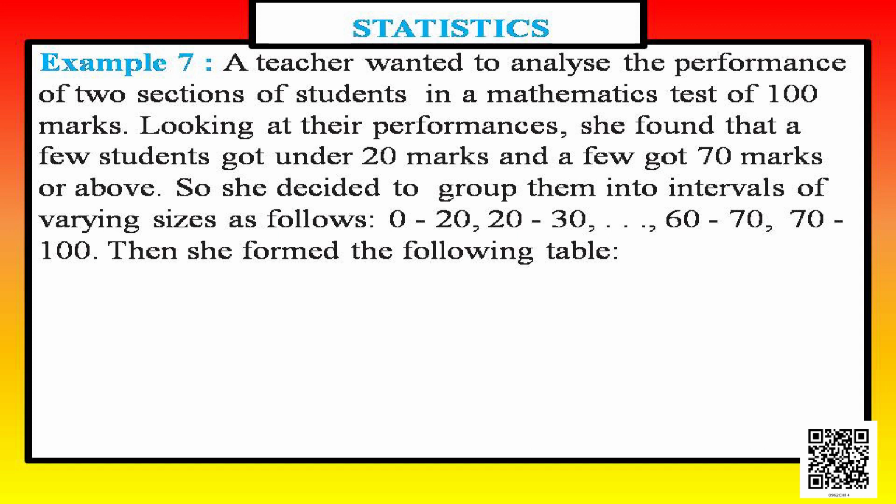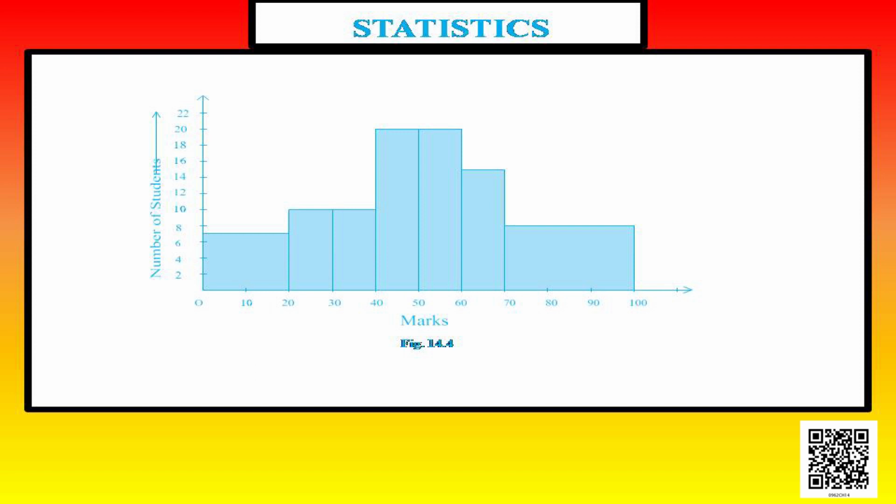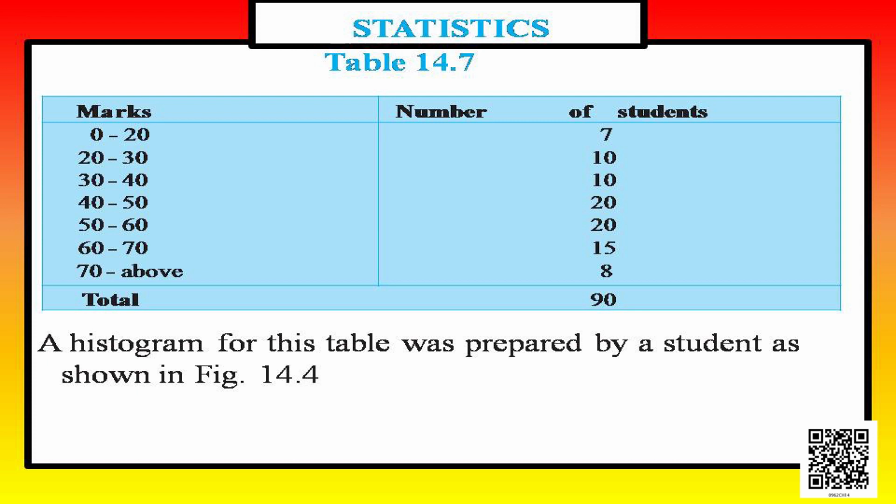The class intervals are marked as 0 to 20. So, the class width is 20 here. Next is 20 to 30, class width is 10, 30 to 40, class width 10, 40 to 50, again class width 10, then 50 to 60, class width 10, 60 to 70 is 10, then 70 and above. Here we are not having the upper limit, but in the figure you see they have written 70 to 80. That means the class width is 30, and the frequencies are given normally.